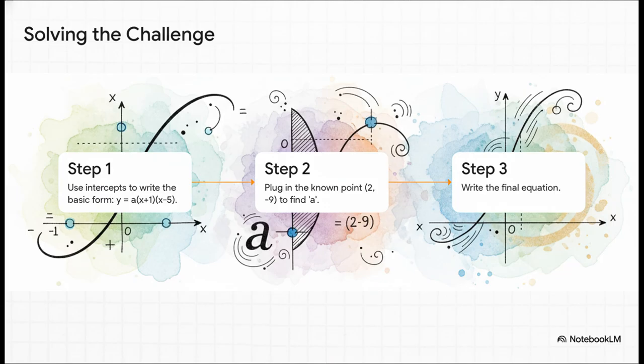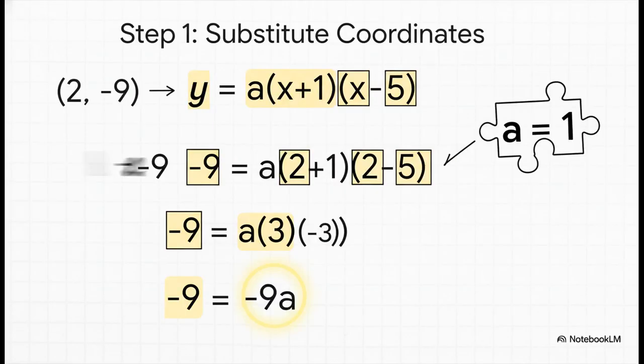So here's the game plan. We're going to start with the basic skeleton of the intercept form, and we'll plug in the intercepts we know, -1 and 5. Now remember to flip the signs. So that gives us y equals a times (x + 1) times (x - 5). The only missing piece of the puzzle now is that a value, and that's where our other point comes into play. It's pretty cool, watch.